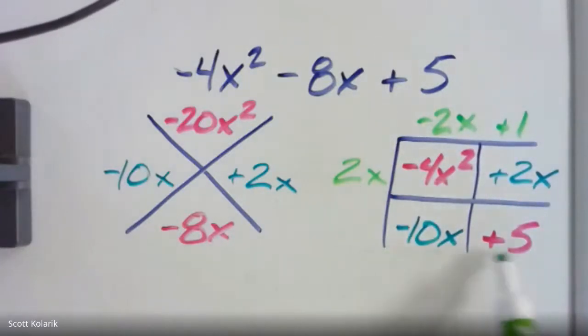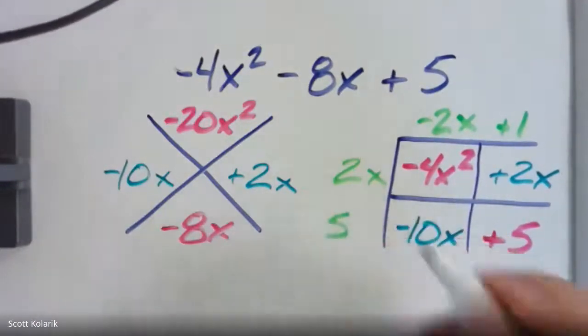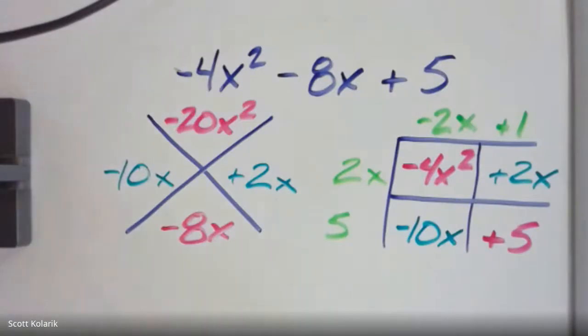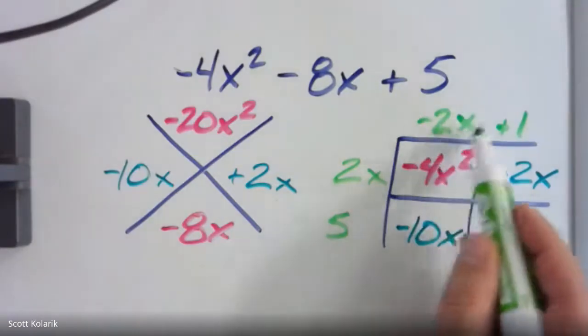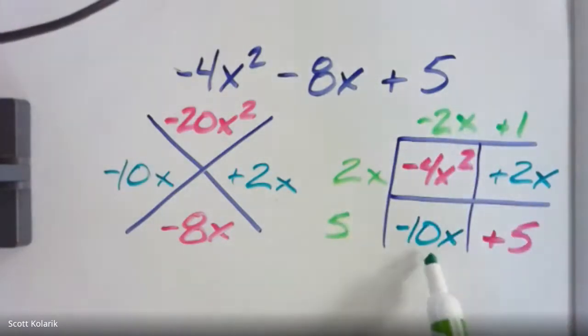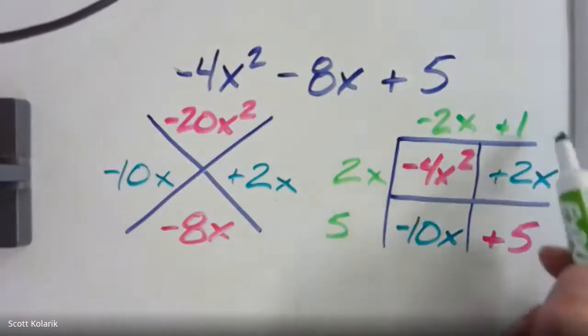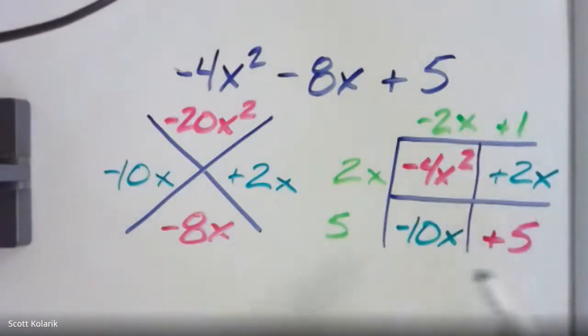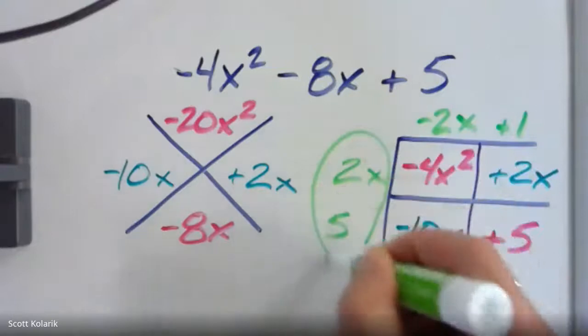Down here, again, looking for common factors, they both have a 5 in common. 5 goes into negative 10. There is no letter in this one, so there's no letter in common here. And then just confirming my result, the 5 times the negative 2x gives me back to negative 10x, and the 5 times the positive 1 gets me back to 5. So these are my factors.